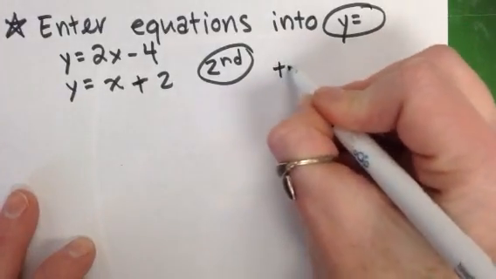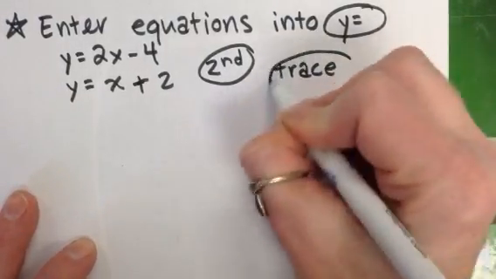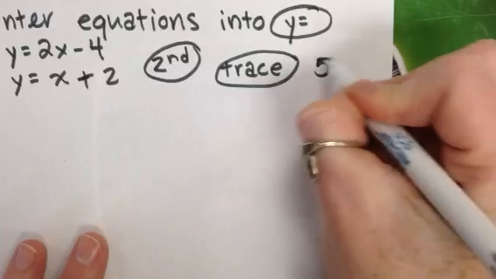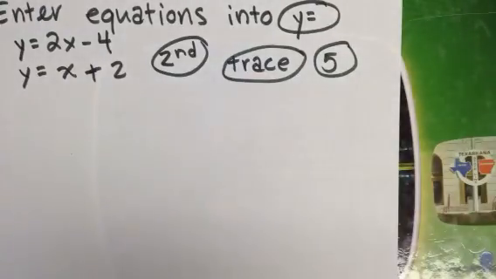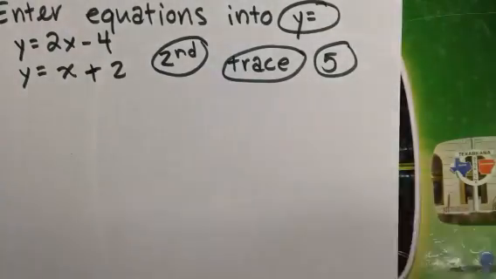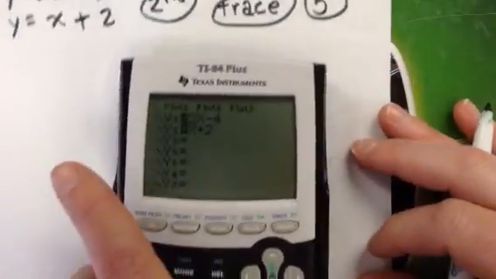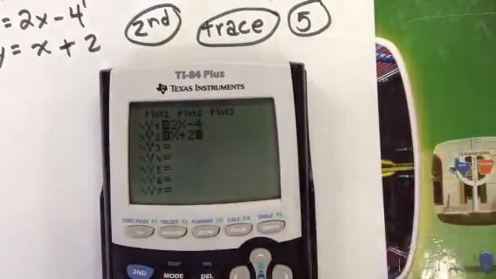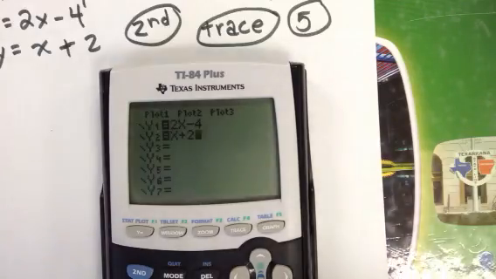So after the equations are in y equals, you're going to push second, trace, 5. You let the graph draw the two lines, and then you have to hit enter like 3 times, I think, for it to tell you the intersection.